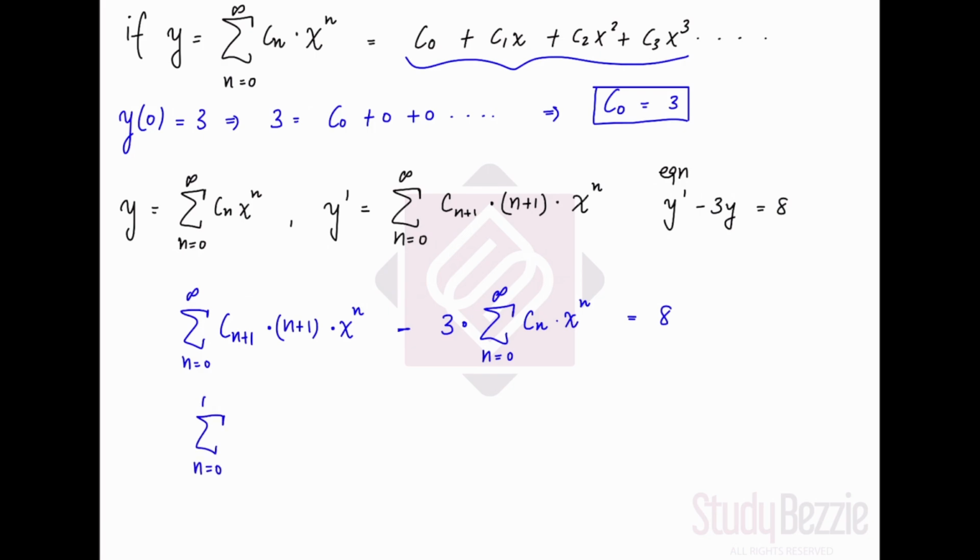The sum from n equals 0 to infinity. So you'll be left with c_{n+1} times (n+1) minus 3 c_n, times x to the power of n, must be equal to 8. I factored out the x to the power of n, and I'm left with this expression inside. This is going to be our key situation, what we're going to focus on to solve the whole problem. Let's move on to the next page.